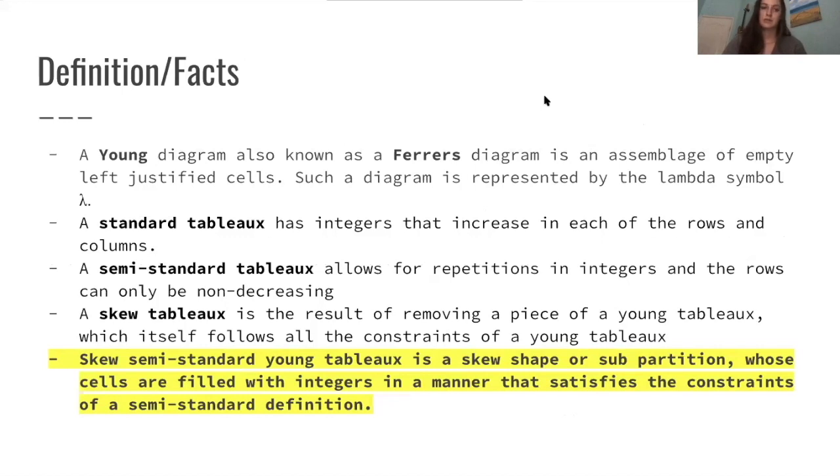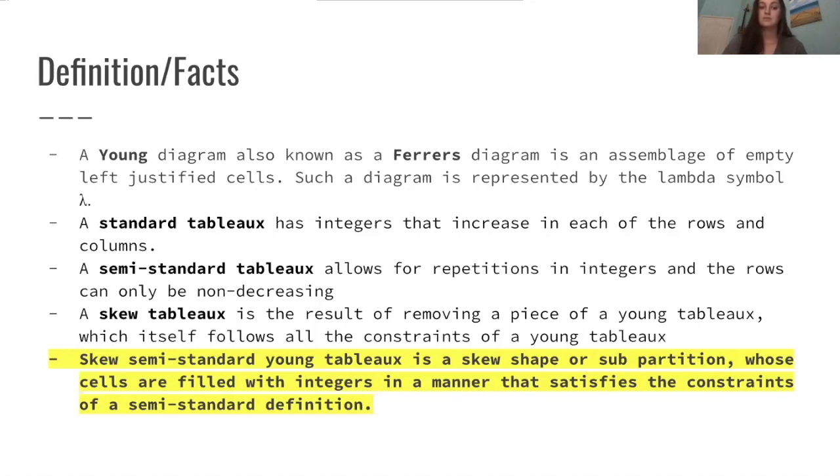To start, I will be talking about a Young diagram. It's also known as a Ferrers diagram, and it's basically a chart almost with left justified cells. This actually created a problem for us because we wanted to count them by hand, and it was really tedious in the long run. A standard tableau has integers that increase in each of the rows as well as the columns. A semi-standard tableau allows for repetitions of integers, and the rows can only be non-decreasing.